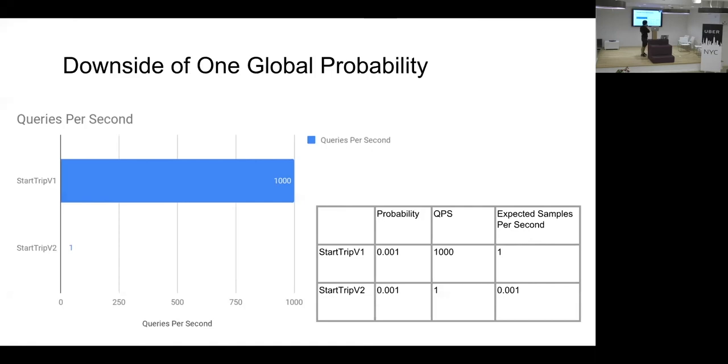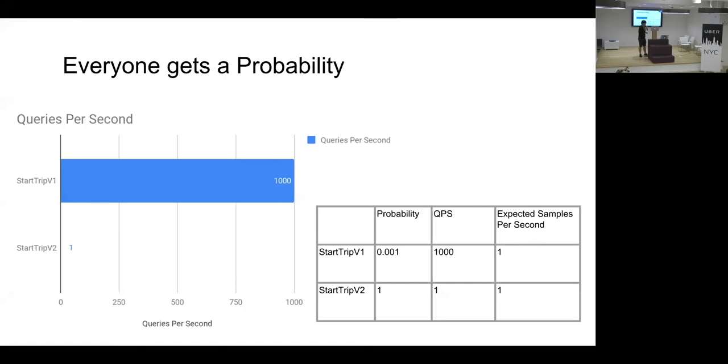Given that the sampling probability defaults to 1 in 1,000, for the start trip v1 endpoint, given its QPS, we were expecting to get 1 sample a second. But for the start trip v2 endpoint, given the low QPS and the low probability, we were expecting a sample once every 1,000 seconds, which clearly didn't work for them. So ideally, both endpoints should be assigned different probabilities so that they both generate the same number of samples, right? So that's the model we moved to next.